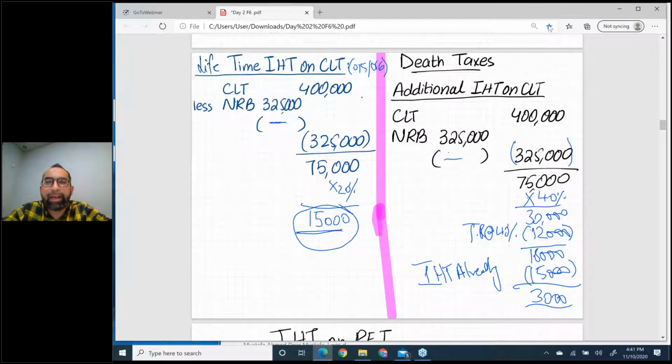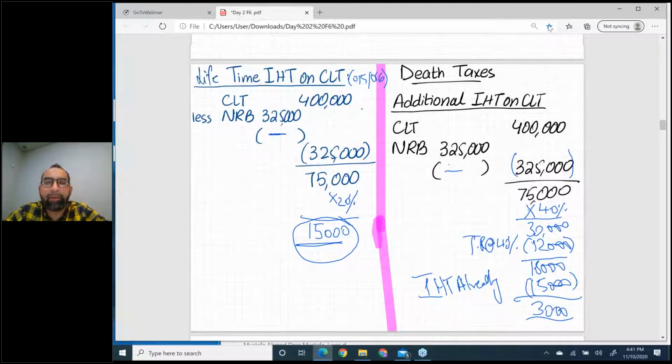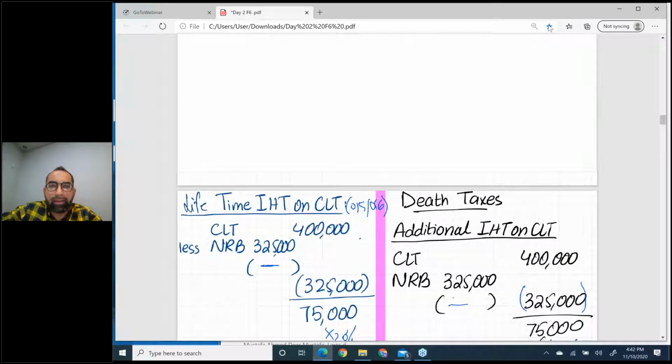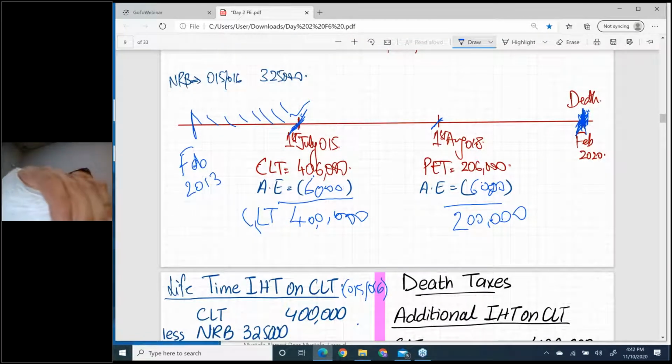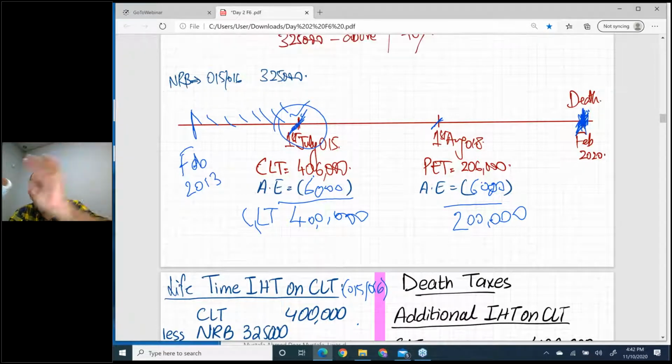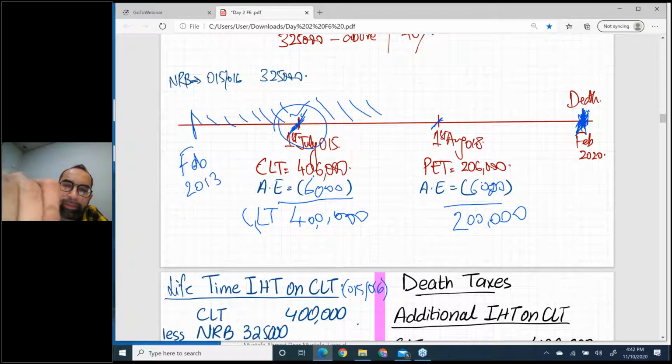Now, I told you about the left to right walk. From the date of death, you went 7 years back, and then left to right. First this CLT, you just did it. You just did everything for the CLT. Now, more walk, left to right.